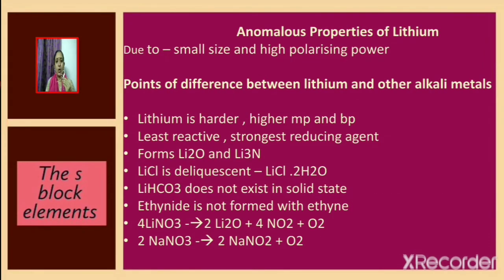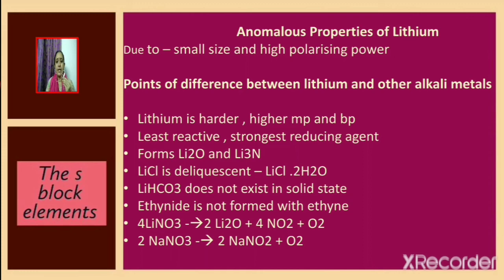Anomalous properties of lithium. The different alkali metals are lithium, sodium, potassium, rubidium, cesium and francium. So lithium is the first element among alkali metals, and the anomalous properties of lithium are due to its small size and high polarizing power. Being the first element among alkali metals, lithium differs from the rest of the alkali metals. So let us now discuss the points of difference between lithium and other alkali metals.